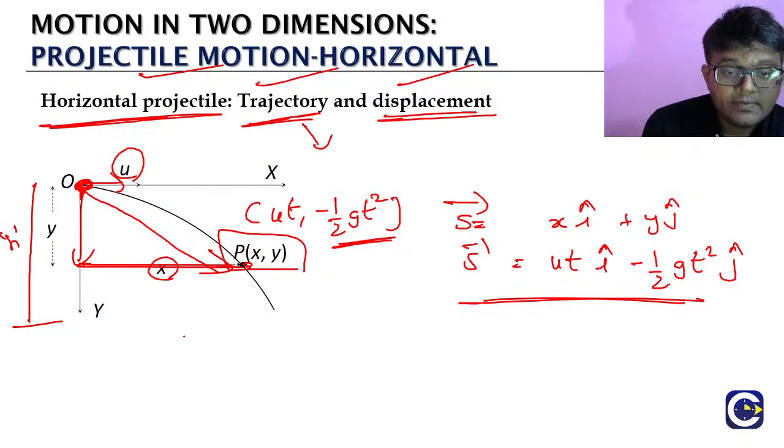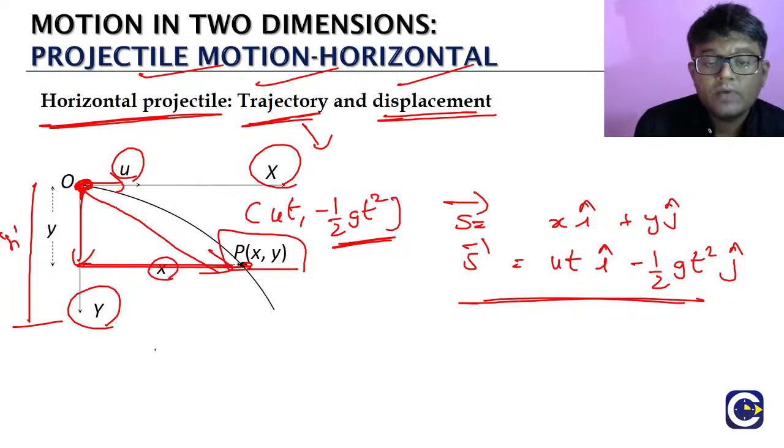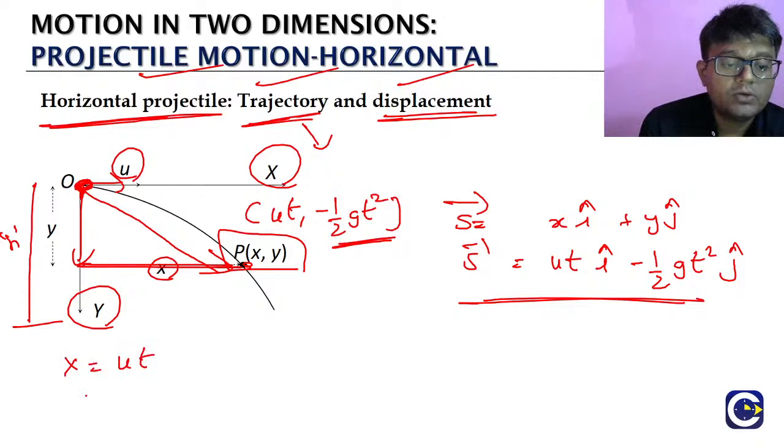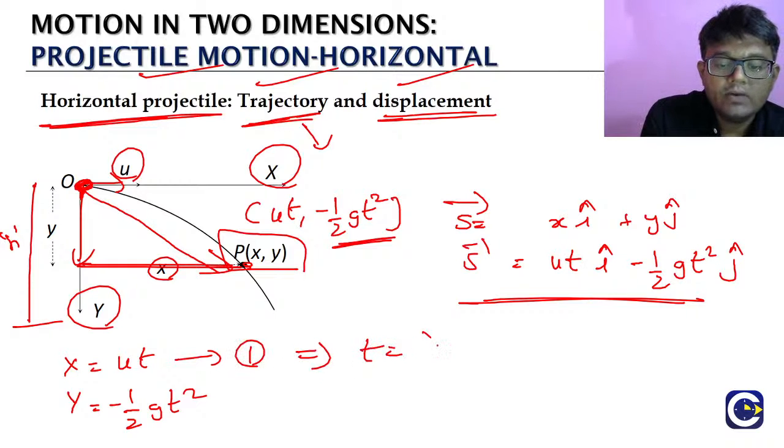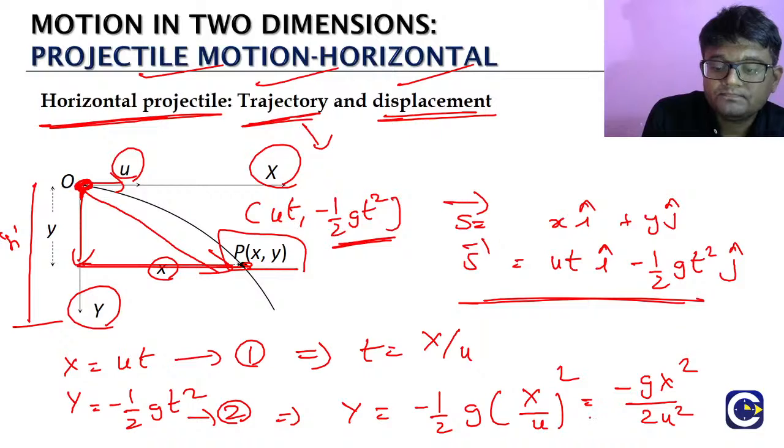Now come to the trajectory. How do you find the trajectory? Trajectory is the relation between the x coordinate and y coordinate. Means we have to give the equation of the particular path. So look at this. x is equal to u into t. y is equal to minus half g into t square. From equation 1 we will get the t value. t is equal to x by u, and substitute this in equation 2. Means y is equal to minus half g into (x by u) the square, which is minus gx square by 2u square. That is what y is.